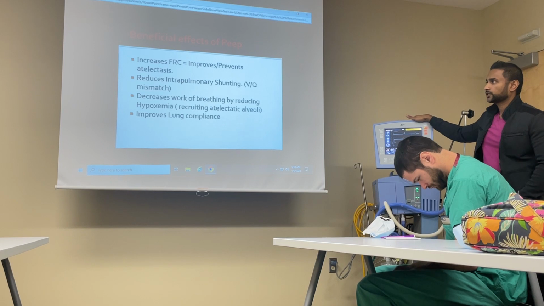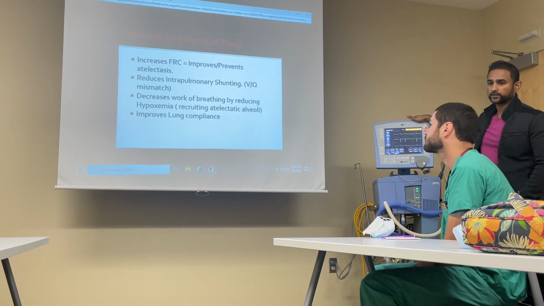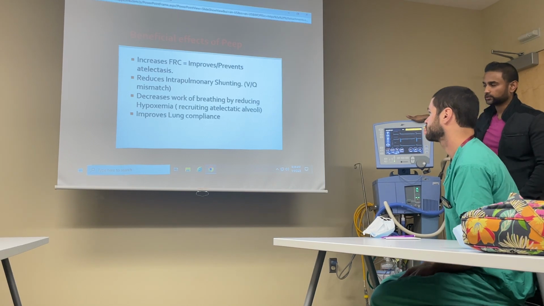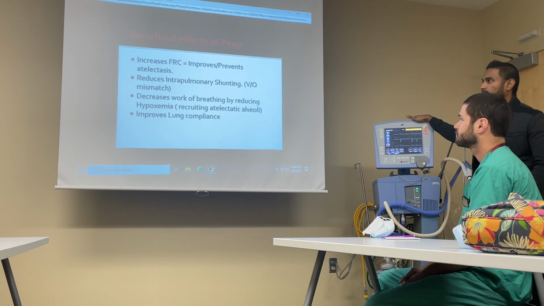One of the benefits is it increases functional residual capacity. All that FRC means is the amount of volume that is left at the end of exhalation, the volume of air in respiratory terms. It prevents atelectasis. It prevents pulmonary shunting, VQ mismatch.